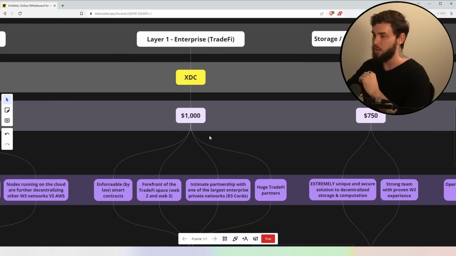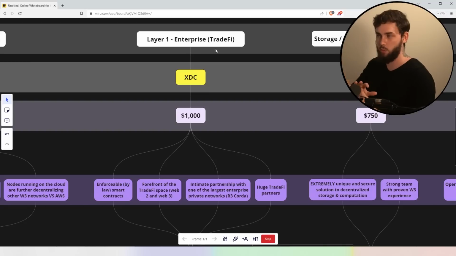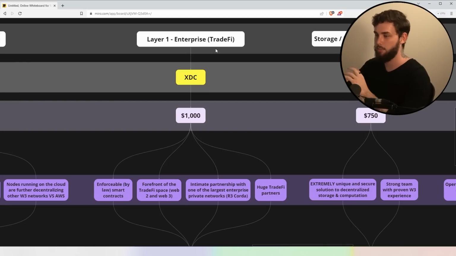Massive. Next, we have XDC, so another layer one network, again, a common theme with my portfolio here, but they are focusing on TradeFi, okay? Specifically enterprise. They are in Web3, but definitely this is their target market.